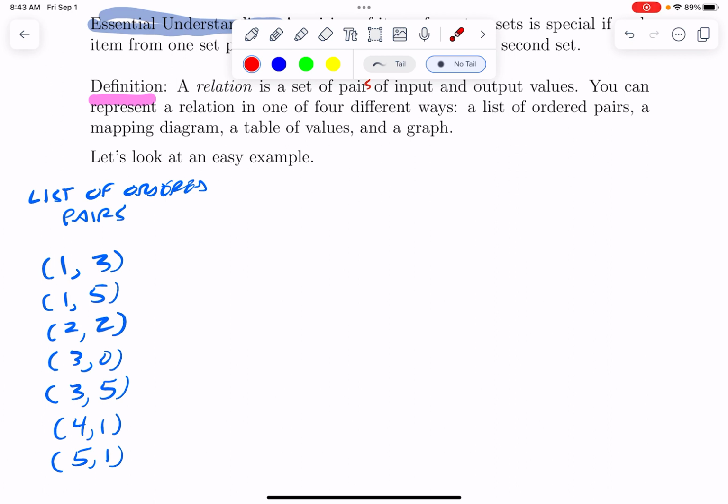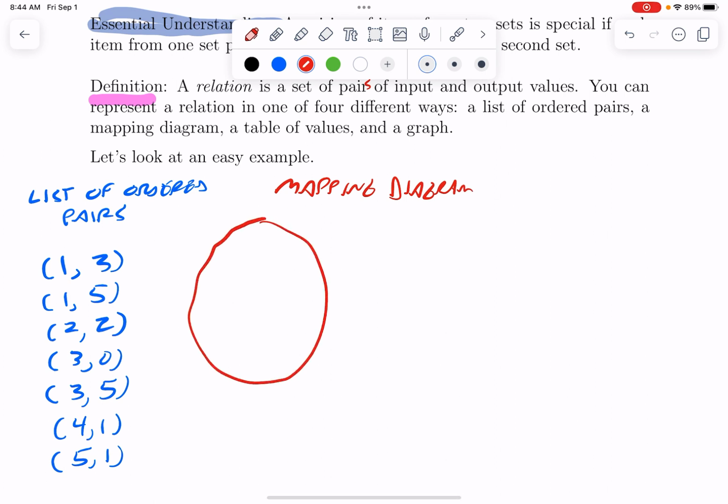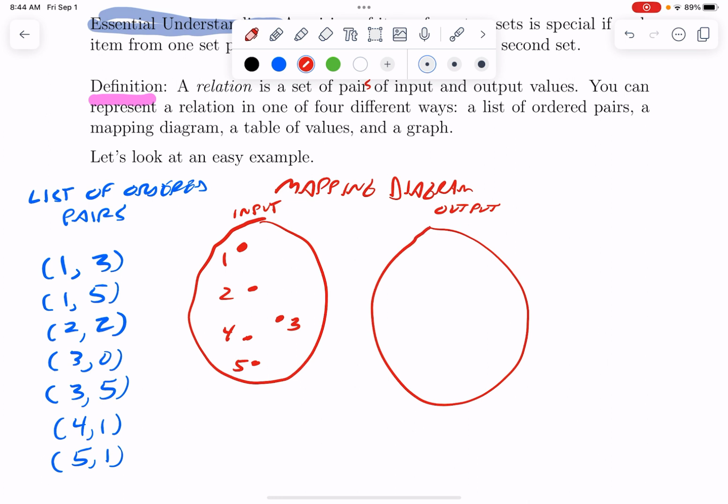I can represent this with a mapping diagram. So in the mapping diagram, I can imagine that over here I have all of my different inputs. And we'll learn a more technical word for that in just a second. Here's 1. 1 is sometimes an input. Here's 2. That's sometimes an input. Here's 3, here's 4, here's 5. Just kind of putting them all together in a blob. And then here are all my different outputs. The outputs that show up are 3, and 5, and 2, and 0, and 1.